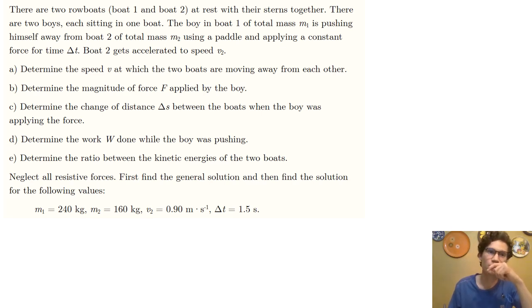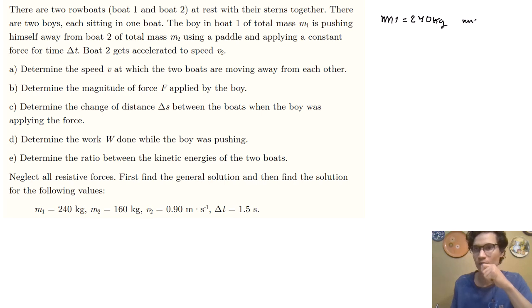Let's do it. There are two rowboats, boat 1 and boat 2, at rest with their sterns together. They are colliding, basically. There are two boys, each sitting in one boat. The boy in boat 1 has a mass of, let's call that mass 1, 240 kilograms. Mass 2 is 160 kilograms.